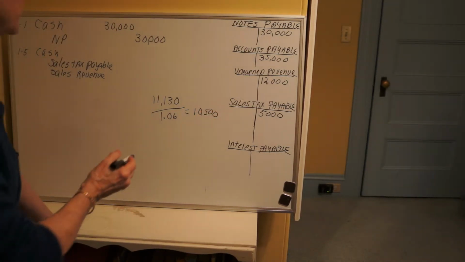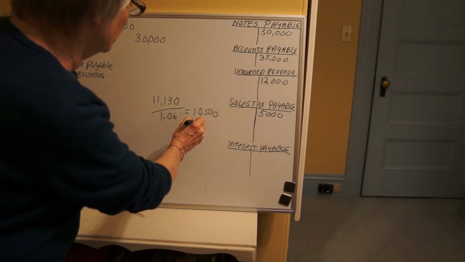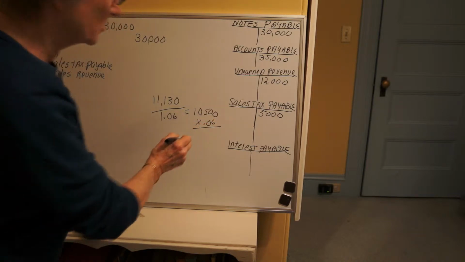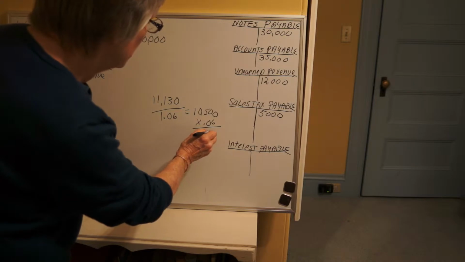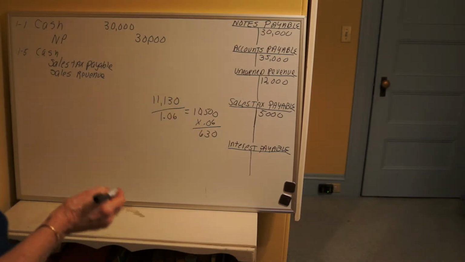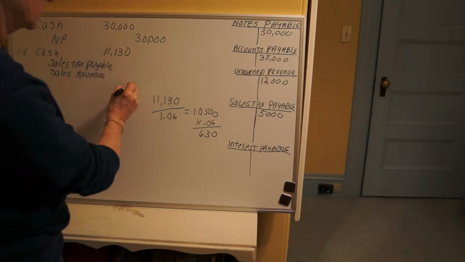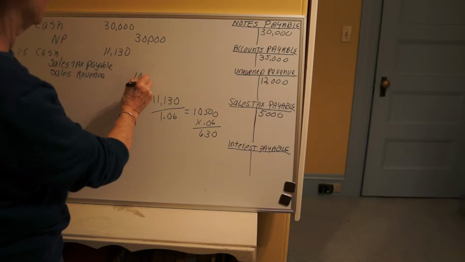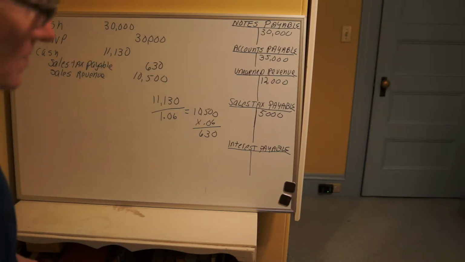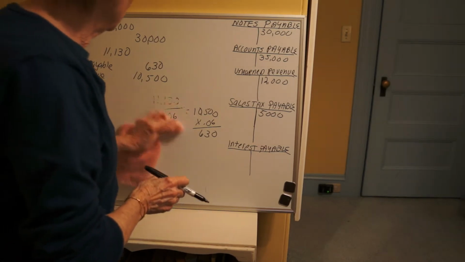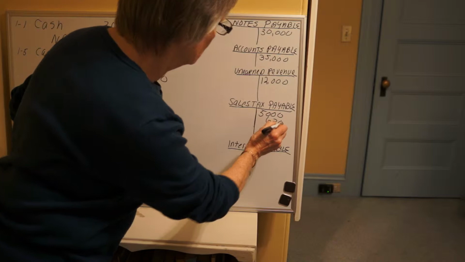You can do a couple of things here. You can take $11,130 minus this, which will give you the sales tax. To double check, you can take this times 0.06, which also gives you the sales tax of $630. The $630 plus this should equal the amount in the drawer. So if we had $11,130, we've got sales of $10,500 and sales tax payable of $630. Okay, so we post the $630.